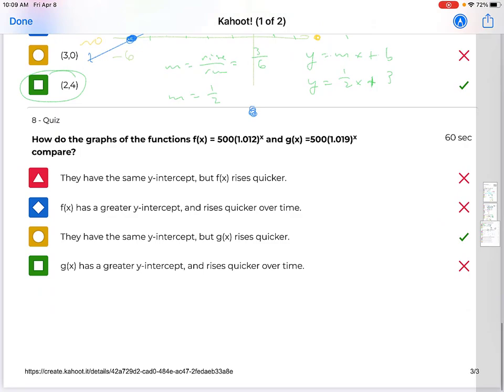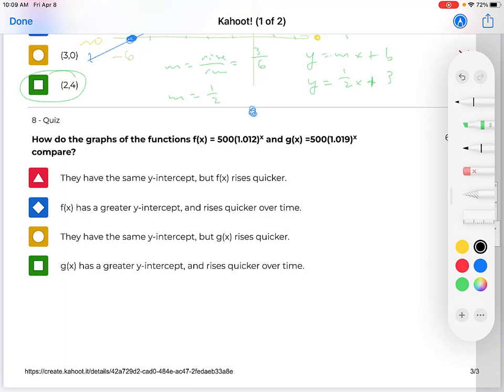And question number 8. How do the functions f(x) = 500(1.012)^x and g(x) = 500(1.019)^x compare? Okay, so let's just give you a quick visual representation of what these look like. They both have this form, and this is called the exponential form. It's exponential form because you have the variable in the exponent.